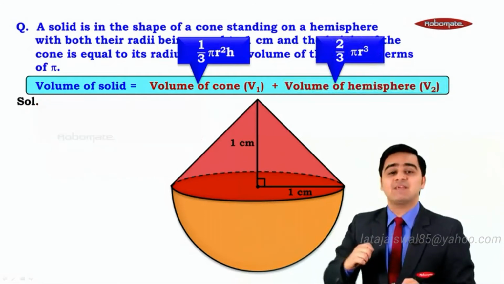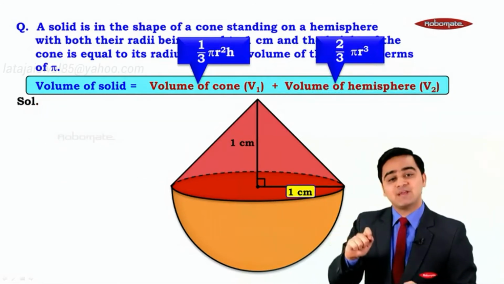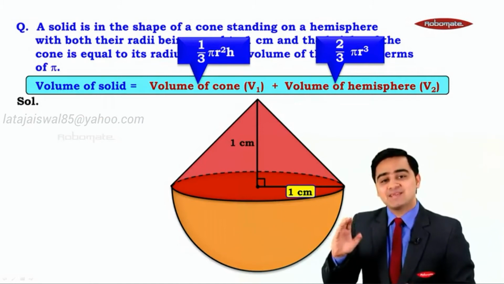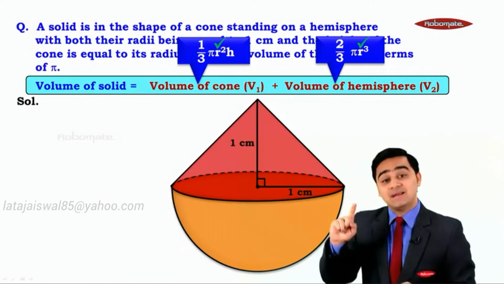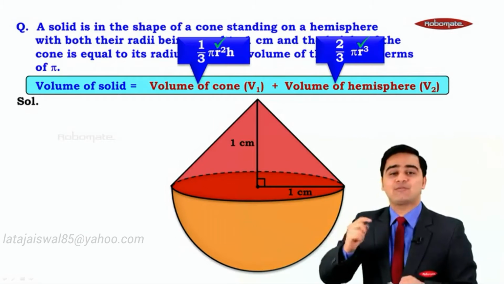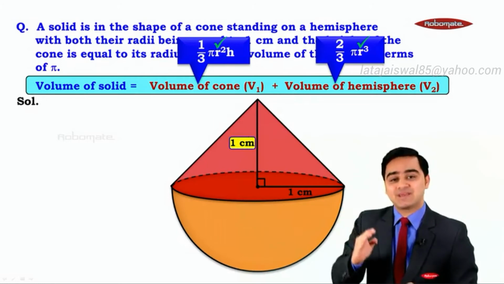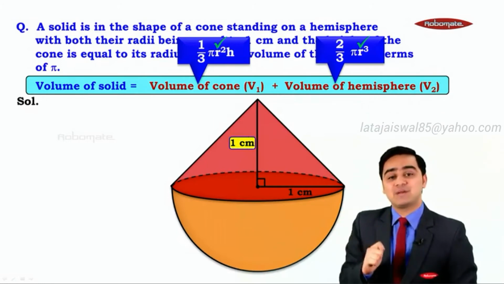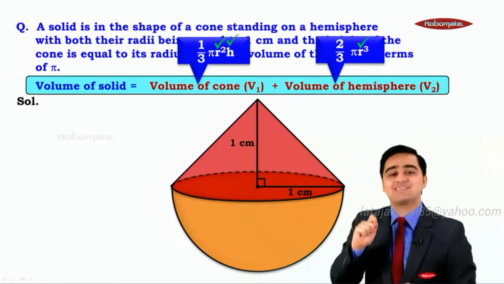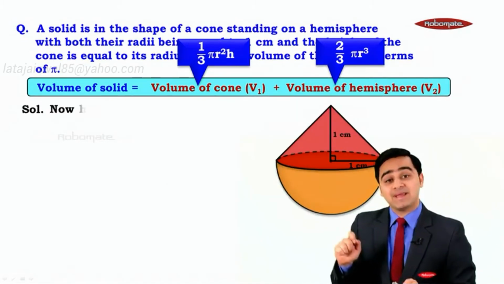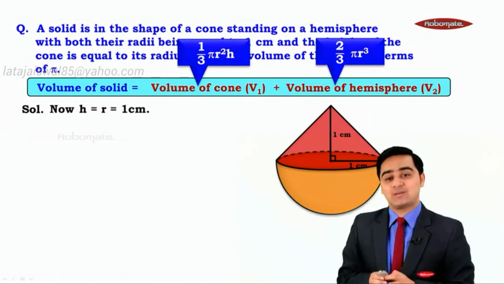Now, let's see the given information. We have the radius of the cone as well as the hemisphere equal to 1 centimeter. So, we can say that we have small r, that is of the cone as well as of the hemisphere. Next, we have the height of the cone equal to its radius, and it is equal to 1 centimeter. So, we can say that we have small h as well. Now, we can focus on the calculations. We know that h is equal to r is equal to 1 centimeter.